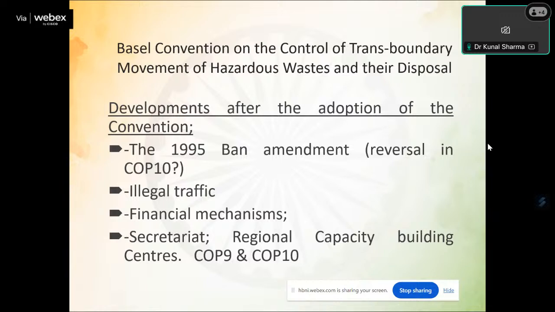Development after the adoption of the convention: after 1992 we have adopted. In 1995 the ban amendment is there, which talks about the reversal in COP10. Illegal trafficking was there, financial mechanism, and secretariat for regional capacity building centers is the focus of COP9 and COP10. There are a number of COPs, but COP9 and 10 especially talk about the development after the adoption of the convention. If you want to learn in detail, you can easily Google COP 1, 2, 3, 9, 10. You will get the details of how these things are going on.